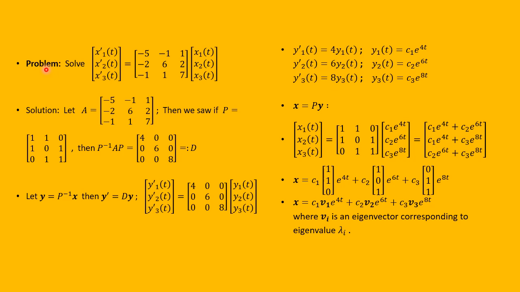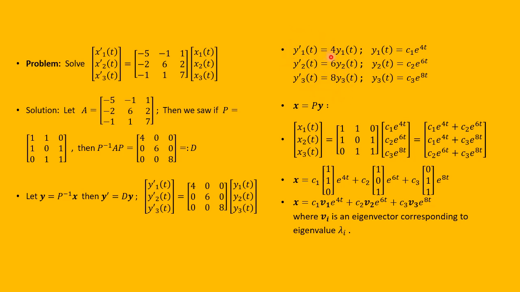So let's consider the problem. Solve x prime equals A times x, where A is this matrix here. Basically, starting with that coefficient matrix, we saw that if we let P be this matrix, then P inverse A P was this diagonal matrix, which we can call D, for instance. And so we made the following substitution to diagonalize. Let's let y equal P inverse x, and then this equation up here is going to be y prime equals D times y. So we get this. We saw that before. And that gives us these three equations here.